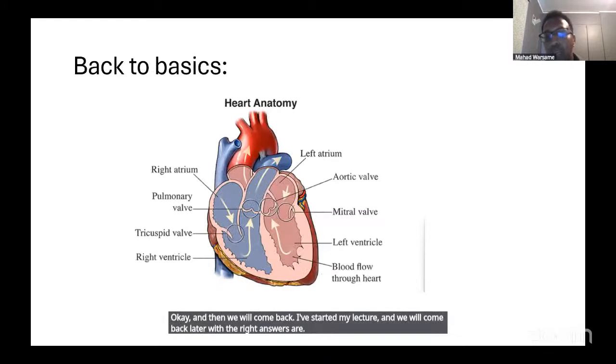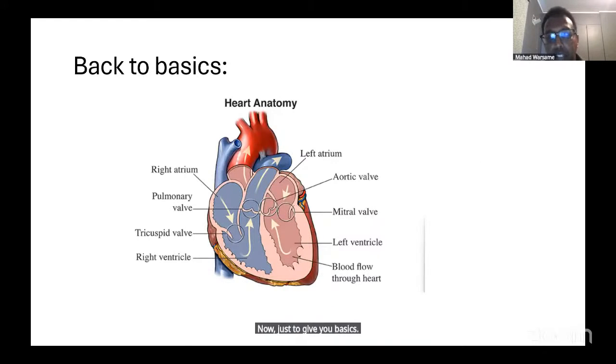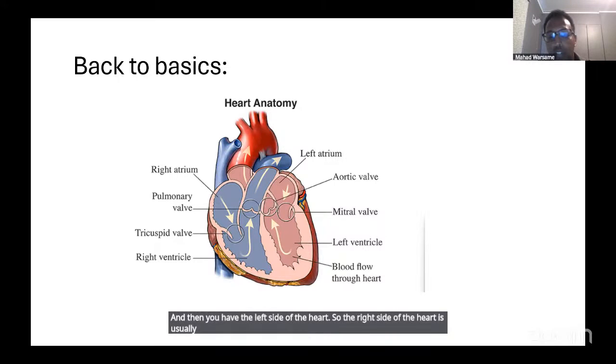Now, just to give you basics, the heart, you have the right side of the heart, and then you have the left side of the heart. So the right side of the heart is usually low pressure.